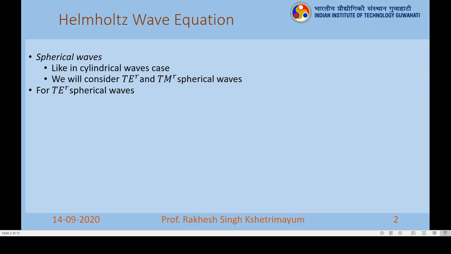So TEr means transverse electric along the r. That means we will not have electric field along the radial direction. TMr means transverse magnetic along the radial direction. So we will not have magnetic field along the radial direction.